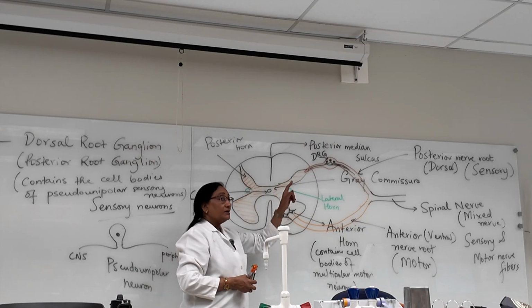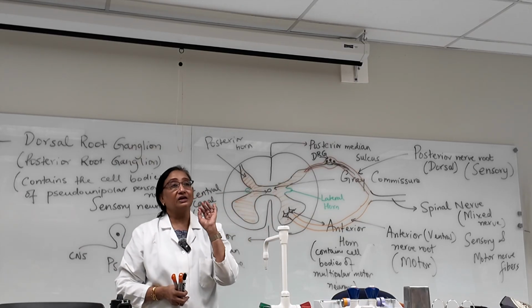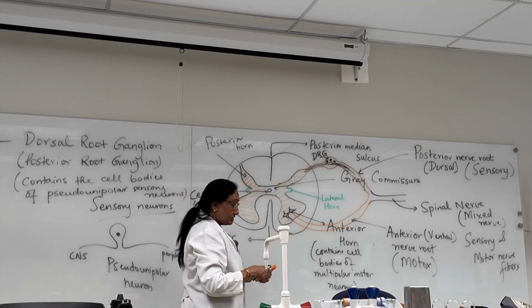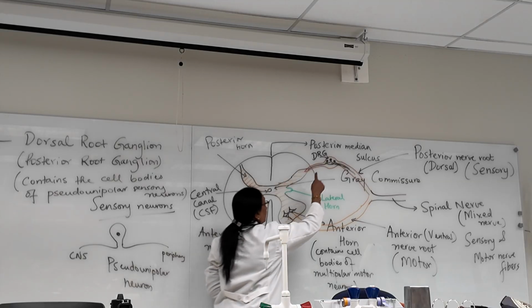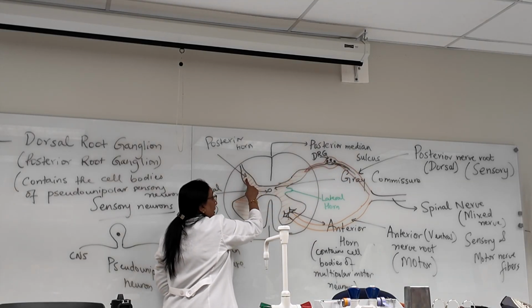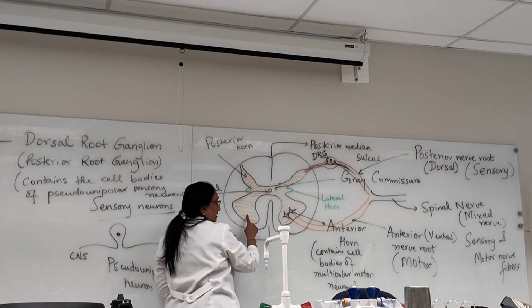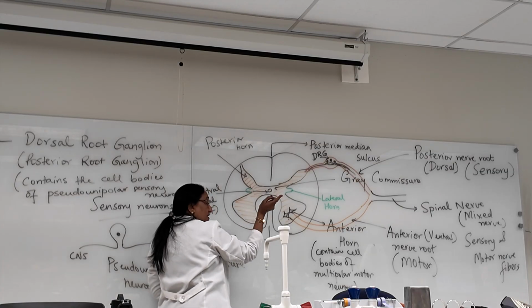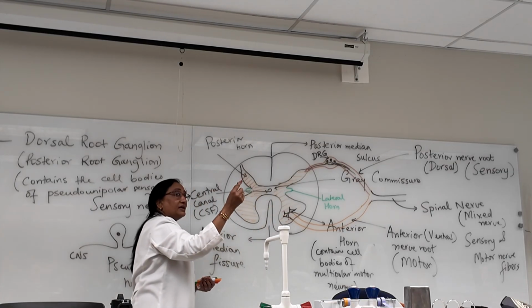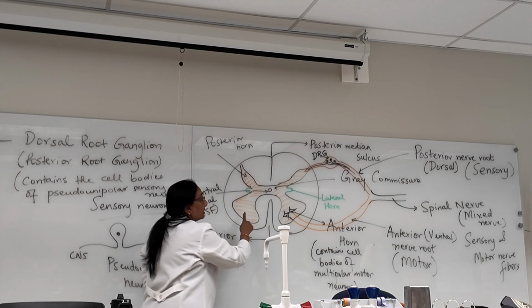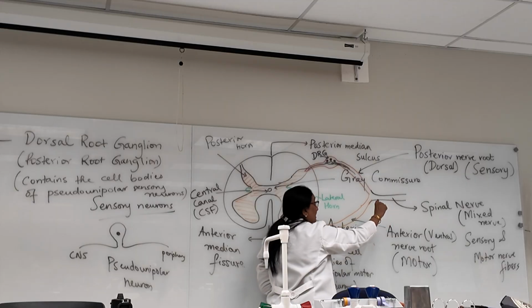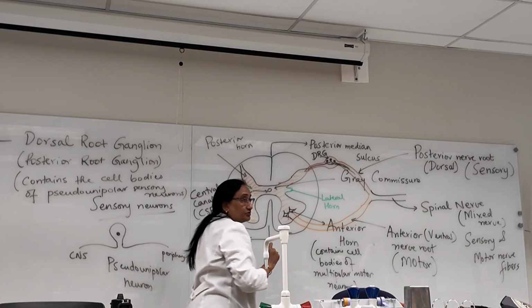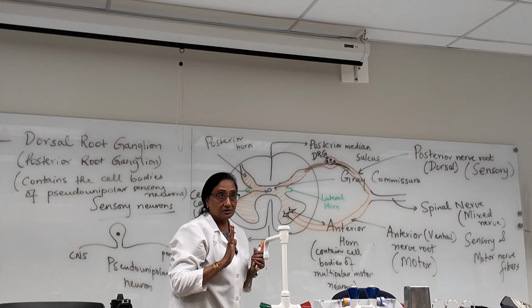So I'm going to tell you a little bit about the white matter, and then I will let you look at the models. So you are going to be identifying all of these parts that we talked about. Anterior median fissure, posterior median sulcus, posterior horn of the gray matter, anterior horn of the gray matter, gray commissure, central canal. In some of the models you may see a small extension on the side, that is the lateral horn. And then you're going to identify the spinal nerve. You're going to identify the posterior nerve root, the dorsal root ganglion, anterior nerve root. That's the gray matter. Okay?